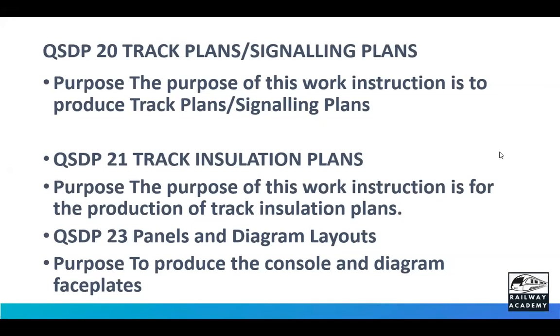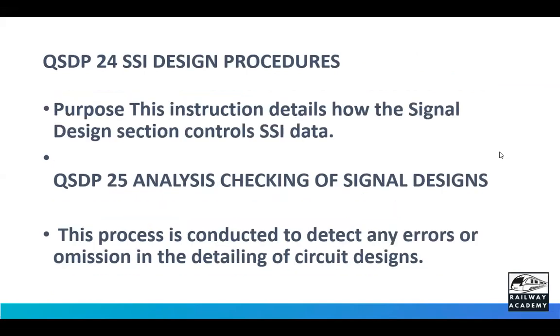Coming to QSDP 21, they give you all the arrangements which have to be shown in the track installation plan, otherwise called the bonding plan in Indian Railways. All these things are stipulated, and they have to be meticulously followed as per the QSDP 21 standard. Coming to QSDP 23, all your panel diagrams and panel layouts, how they have to be done, how they are to be presented, and how the drawings have to be made, all come under QSDP 23 for panels and console diagrams.